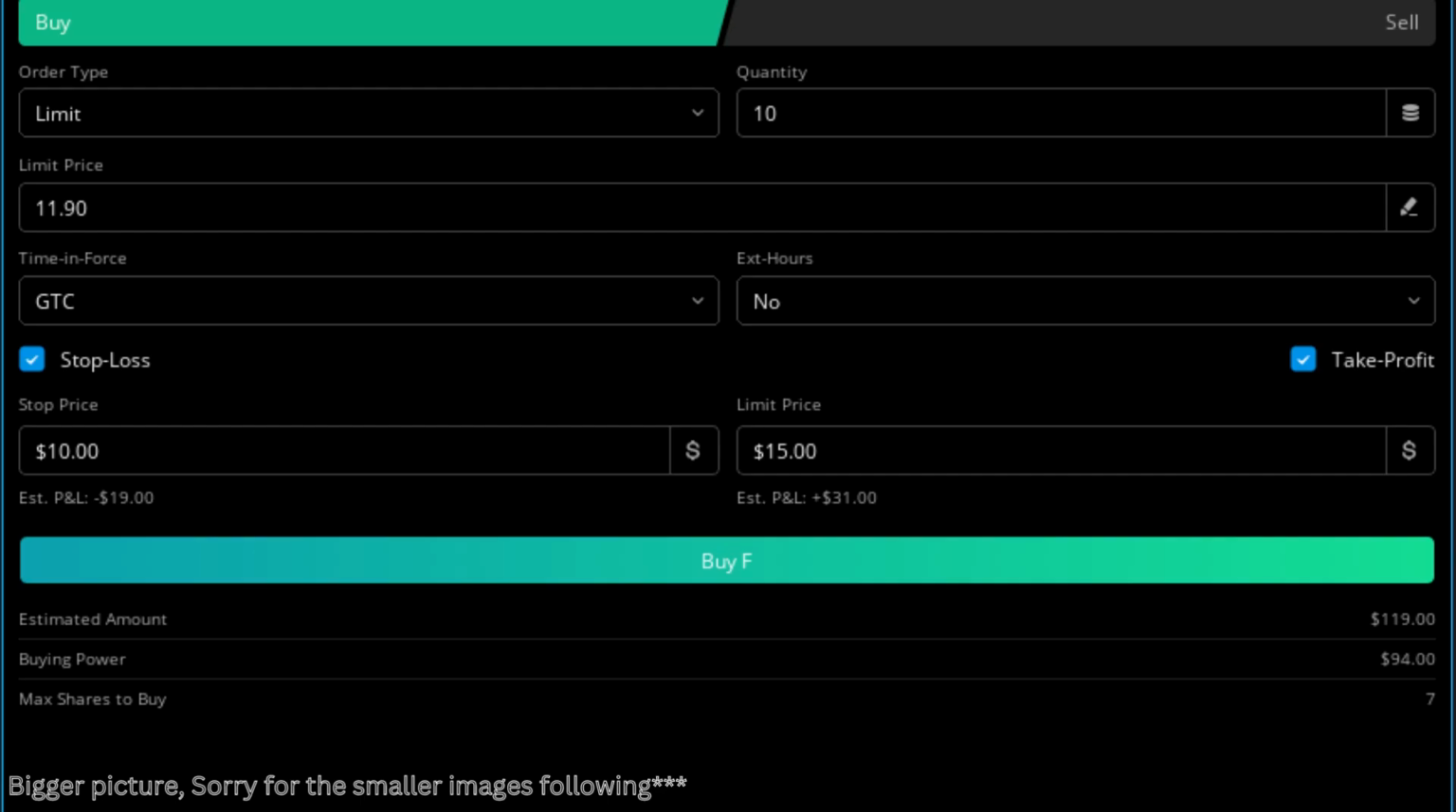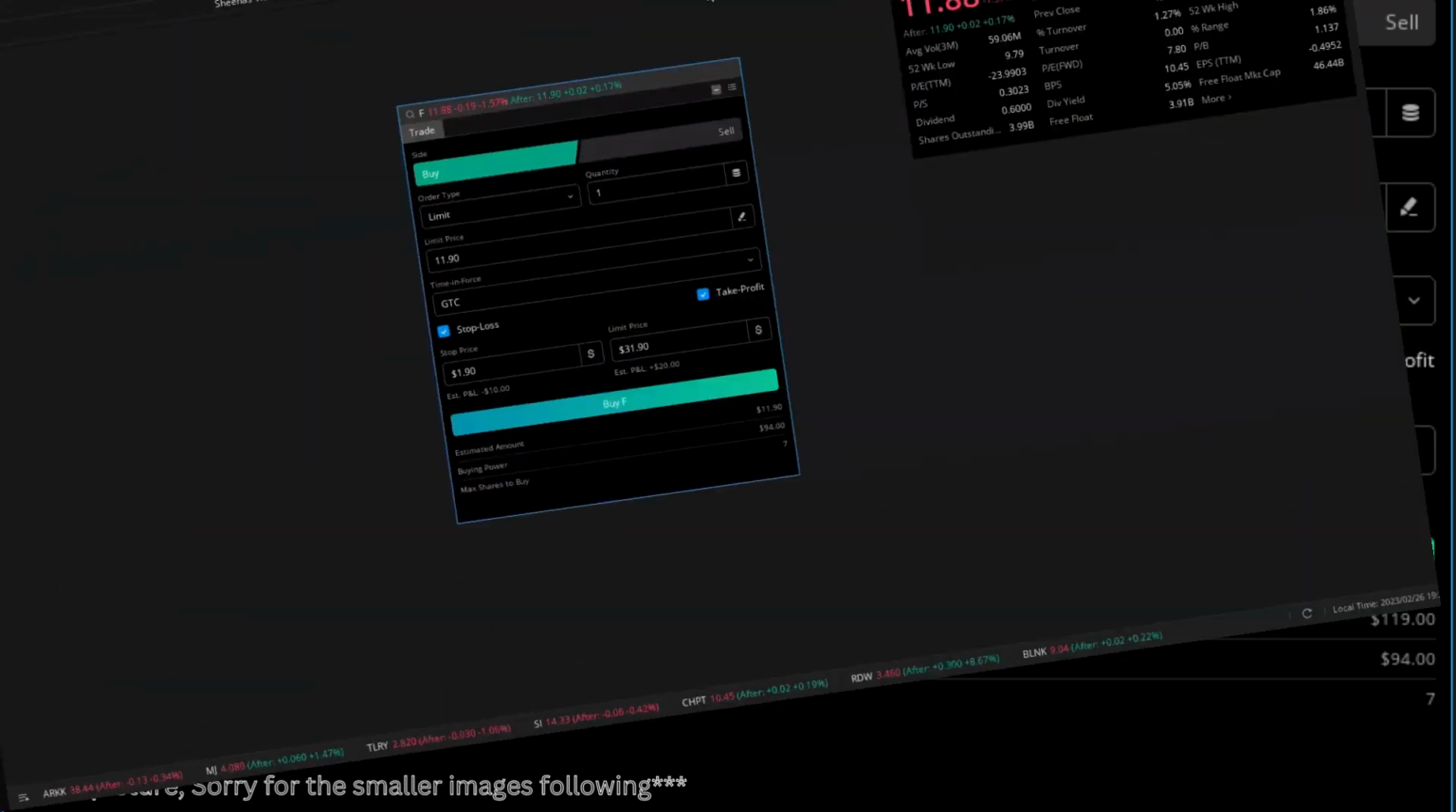So always remember to review your orders before submitting them and monitor your trades regularly to make sure that they're being executed as planned. I'm going to jump over into Webull and show you how the order screen looks on Webull so you have an idea of how that looks.